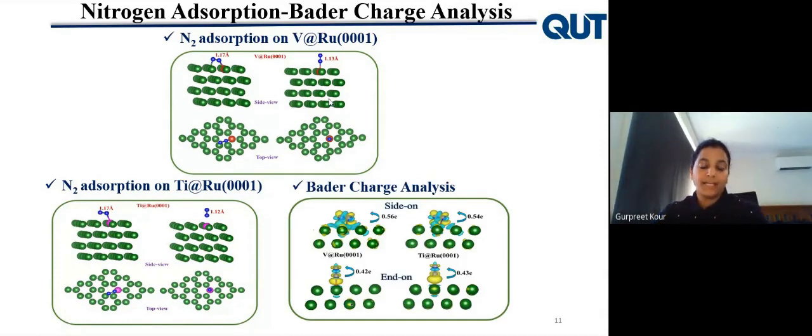Further, we did the Bader charge analysis, and we found a charge transfer of 0.56 and 0.54 in the case of vanadium and titanium, respectively, in side-on configurations, whereas in the end-on configuration there is less charge transfer. So that means the nitrogen adsorption in the side-on case is highly negative, and it's good for further analysis. The catalyst in side-on configuration has higher activity than in the end-on case.